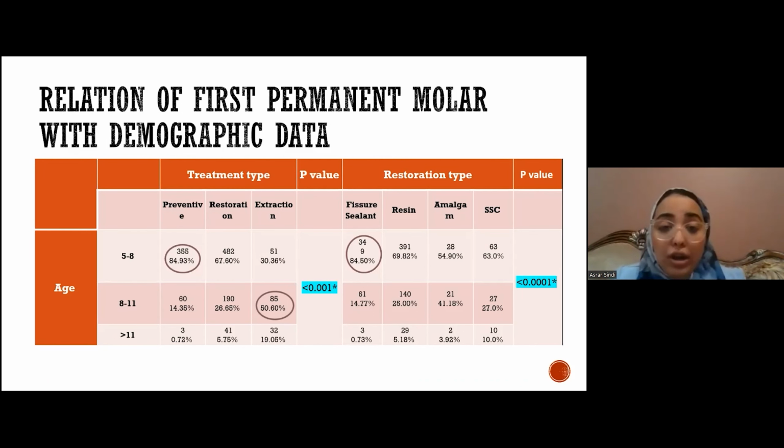Here we found a strong relation between patient age and treatment type and restorative type. Patients aged 5 to 8 received more preventive treatment and fissure sealant, at 84, 84.9, and 84.5%. And patients aged 8 to 11 received more extraction, at 50.60%, which is the right time to extract the tooth.